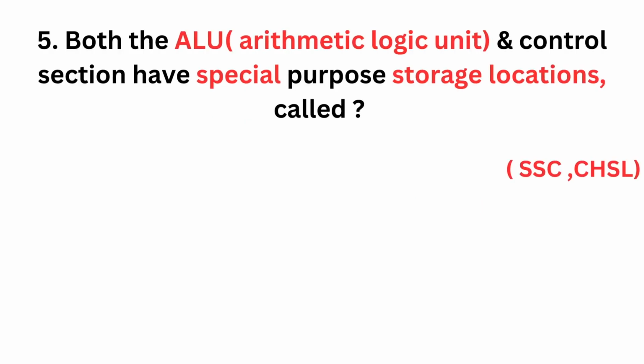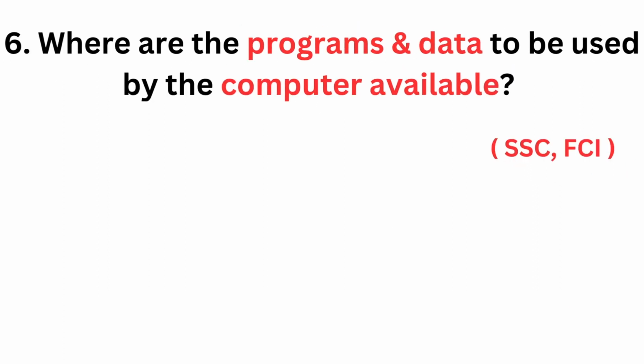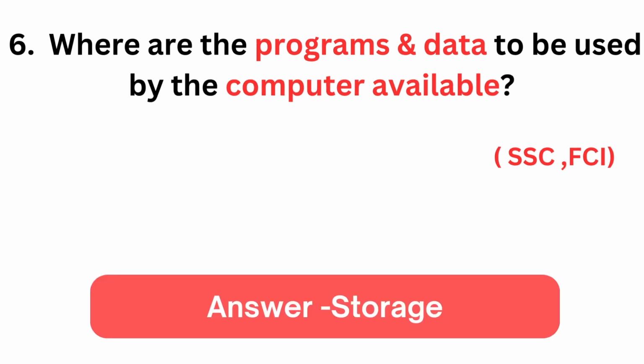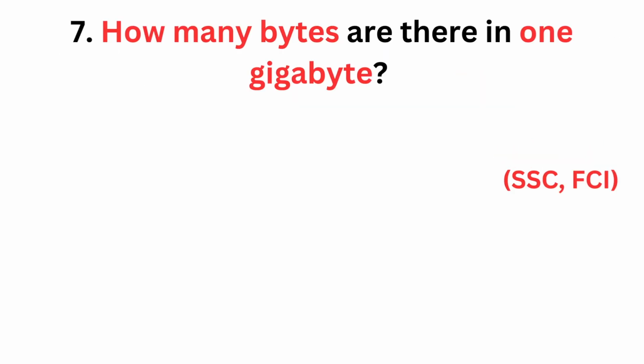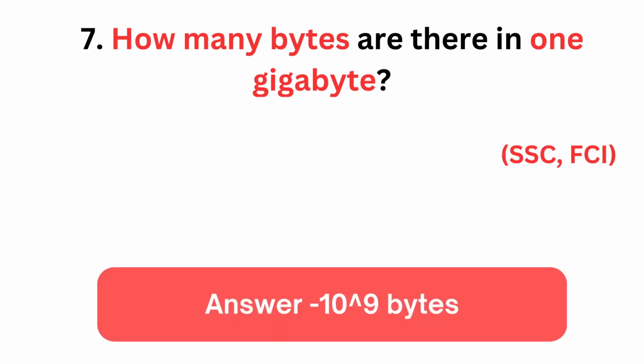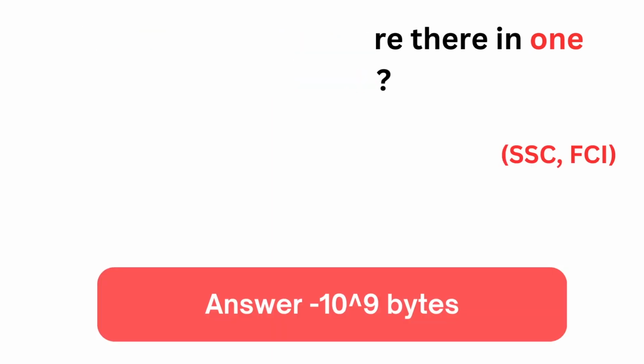Both the ALU, arithmetic logic unit, and control section have special purpose storage locations called registers, where the programs and data to be used by the computer are available. Storage. How many bytes are there in 1 gigabyte? 10 to the power 9 bytes.